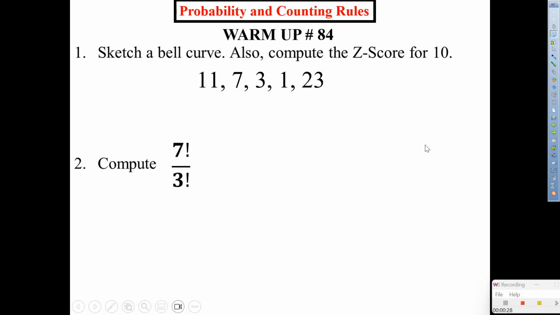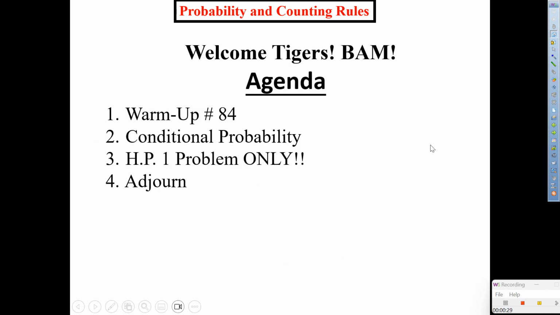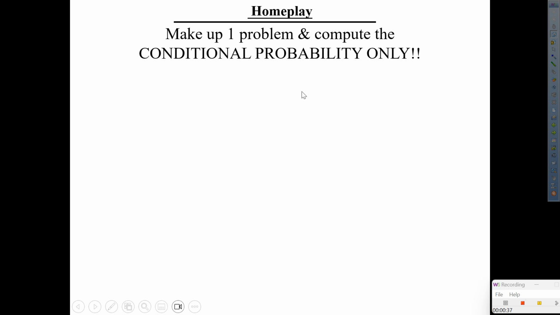All right. Our agenda: warm-up 84 done, conditional probability, and your homework for tonight, only one problem. You are going to make up a problem and compute conditional probability. The problem that we do today together, I want us to absorb it, and you're going to go home and create your own problem. Make sure you're staying on top of this.